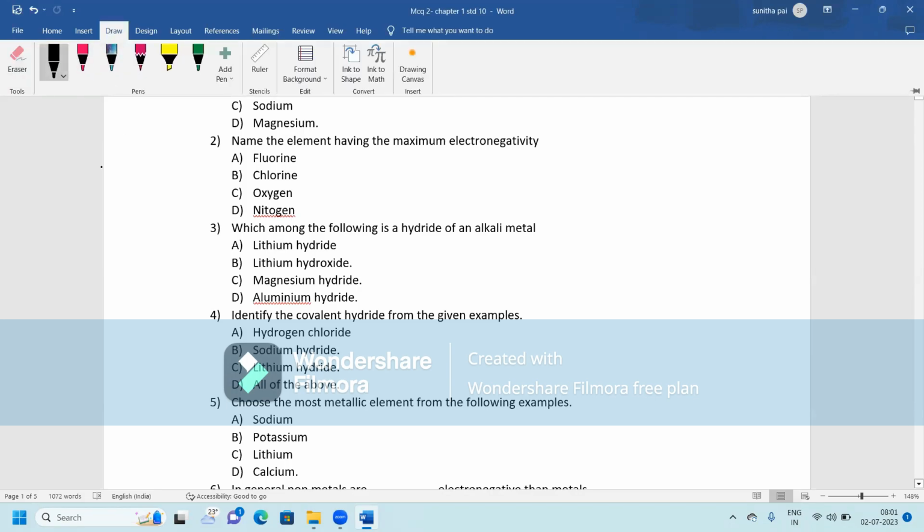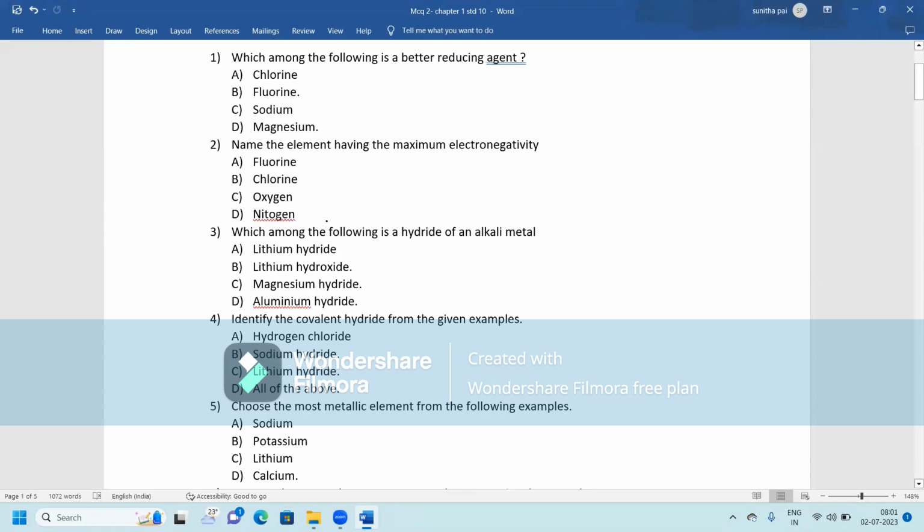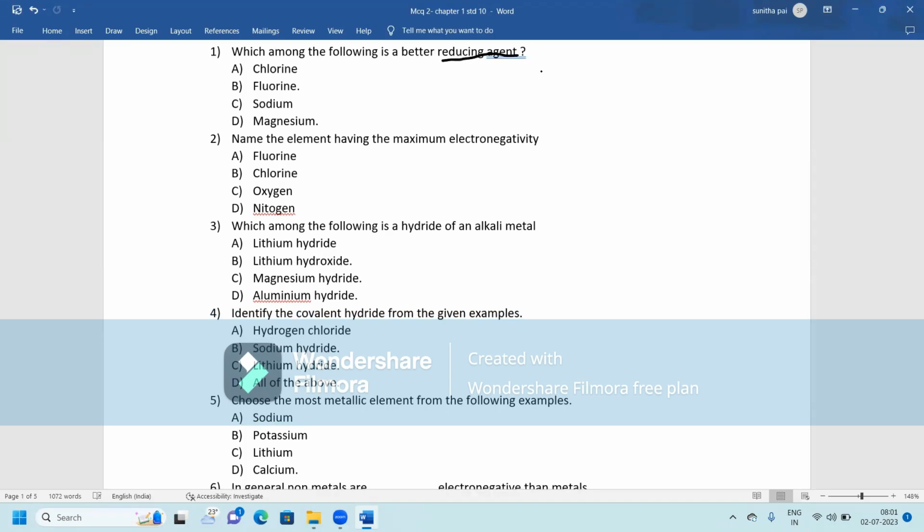Today, we are going to discuss some important multiple choice questions from lesson periodic table standard 10 ICSE chemistry. Question number 1. Which among the following is a better reducing agent? So the first word that I'm underlining, keeping in mind, is reducing agent. Now, under the properties of alkali metals, we have studied that alkali metals are better reducing agents.